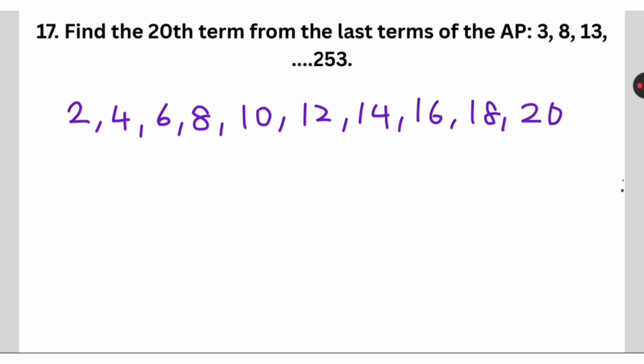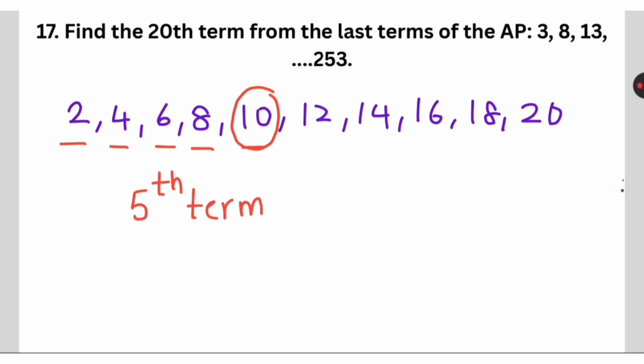Suppose we have an arithmetic progression like this, what is the fifth term of this arithmetic progression? 1, 2, 3, 4, 5. So this is the fifth term of this arithmetic progression, isn't it? Suppose they are asking what is the fifth term from the last, so from the last you have to count it. So now count it from the last, what is the fifth term? So this is the first term, this is the second term, third term, fourth term, fifth term. So that is 12, the fifth term from the last.